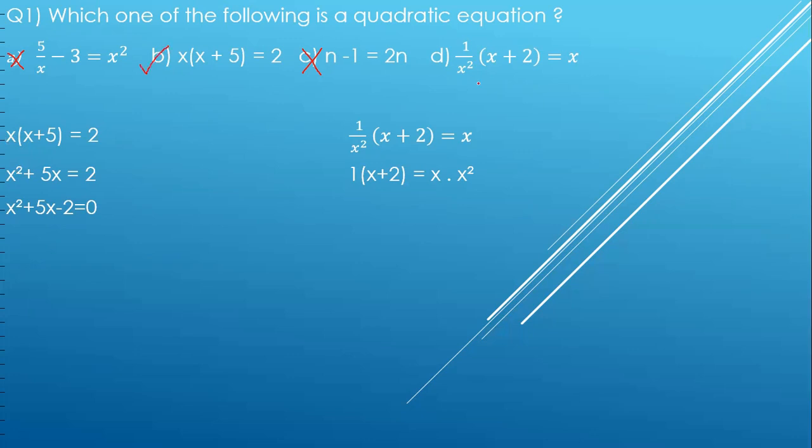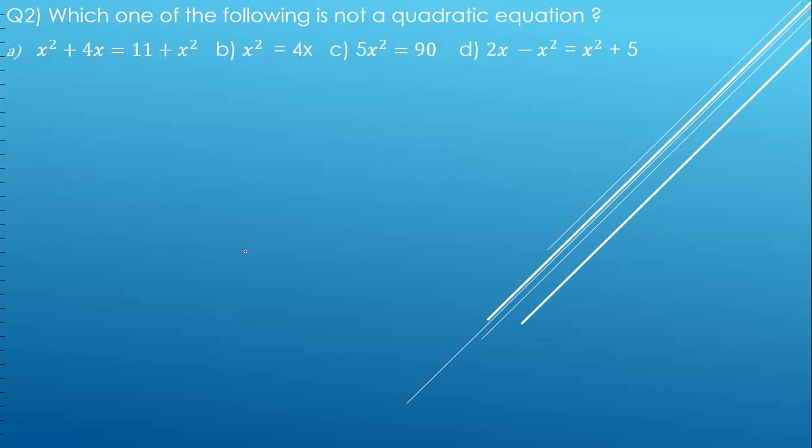If you want, you can solve the fourth option also. This is 1 by x square, x plus 2 is equals to x. So we will multiply by x square. So we get x plus 2, which is equals to x into x square. So here again we are getting x cube, and we cannot have 3 as the maximum value of x. So this is also not the correct quadratic equation, and only this is the correct quadratic equation. So let us move on to the next question.